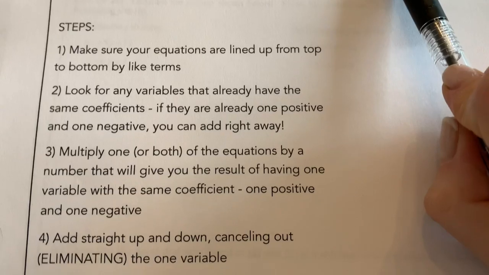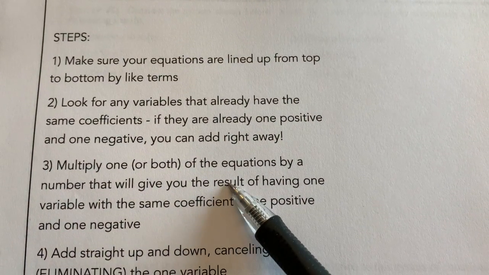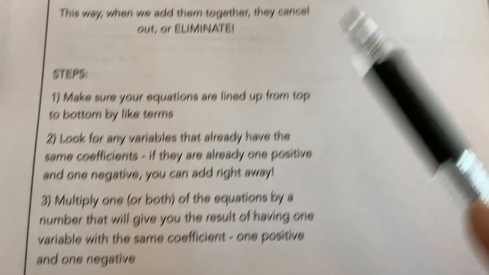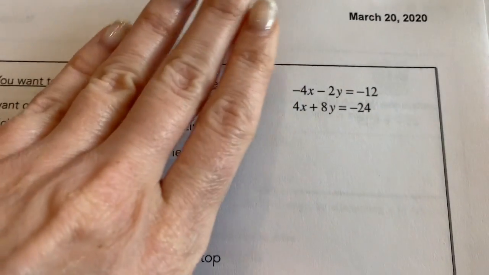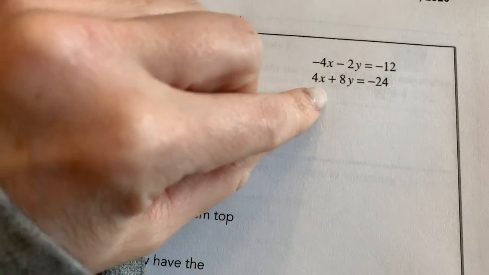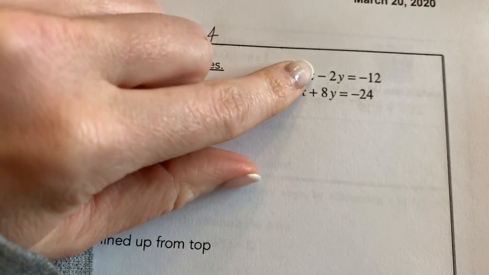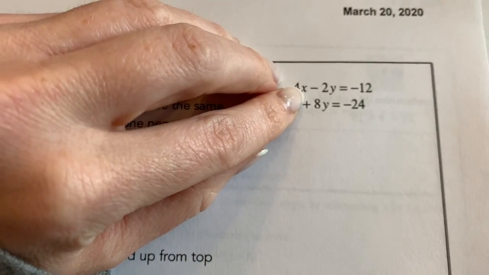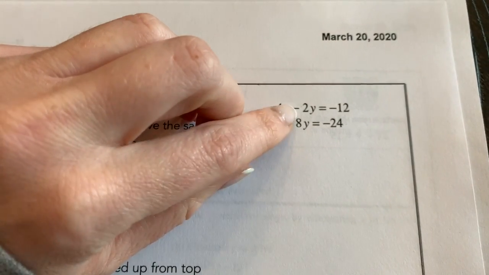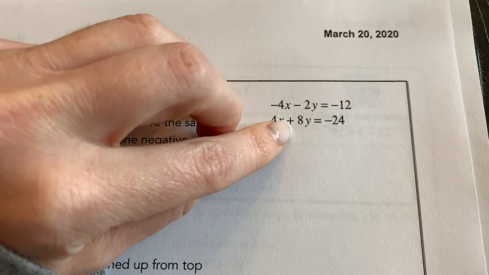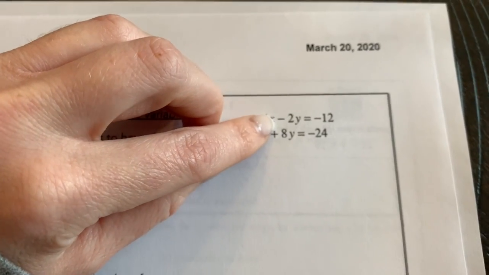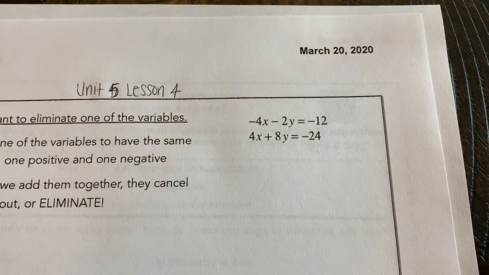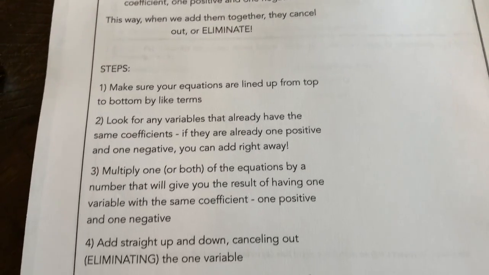So if you don't have what you need, you're going to multiply the equations by something so that you do have this situation. So for example, pretend like these 4's aren't here. If I have this 8 and this negative 2, I would be trying to figure out how I could get the same number here. So I know that I could multiply negative 2 by 4 here, and I would get negative 8. So that's what I mean by that. And I'll walk you through that, so don't worry.